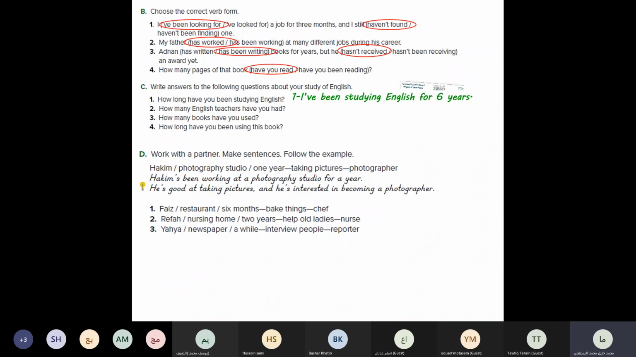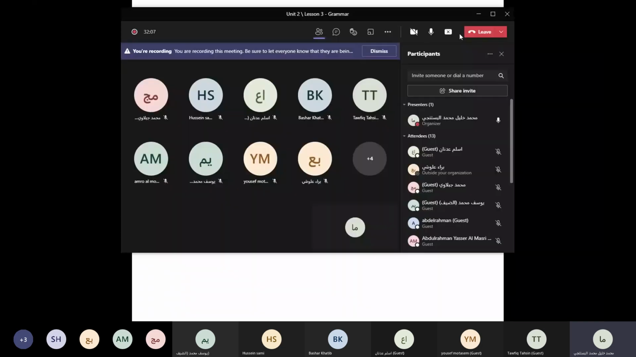Good. Now here we have different answers, okay? But you have to focus on time because the question asks about the duration of time. How long have you been studying English? I have been studying English for 6 years, 7 years, since I was 5 years old, etc. Number two.